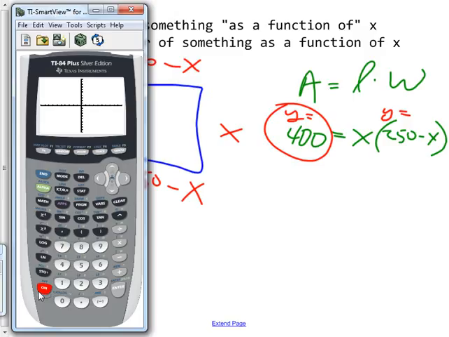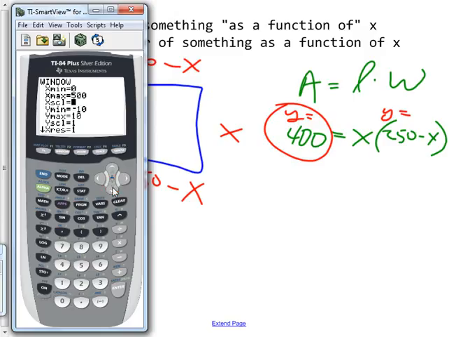Okay, so I'm going to go back to my window and I'm going to put in some logical numbers. Can I have x be negative? No, so I might as well start with 0. And my maximum x, well, let me think. I have 500 feet of fence, so the biggest it could possibly be is 500. It's probably too big, but that's okay.